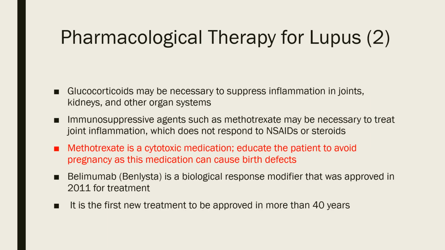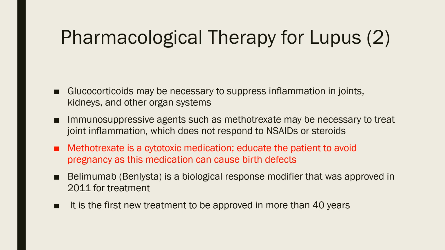Glucocorticoids may be necessary to suppress inflammation in joints, kidneys, and other organ systems. Immunosuppressive agents such as methotrexate may be necessary to treat joint inflammation, which does not respond to NSAIDs or steroids. Ladies and gentlemen, please listen up, and then listen up one more time. Methotrexate is a cytotoxic medication. So, the patient needs to be educated to avoid pregnancy as this medication can cause a birth defect.